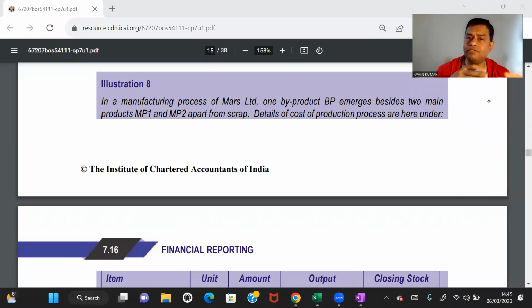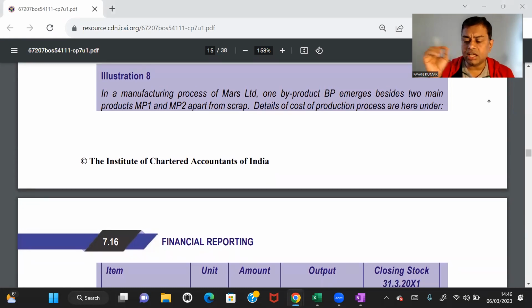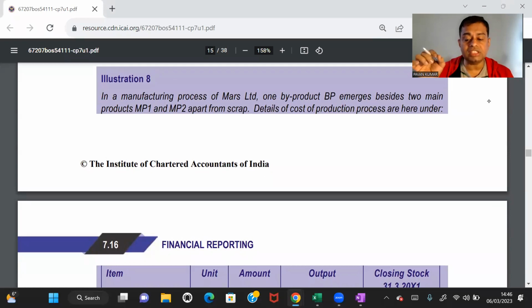You have seen this problem in CA Intermediate accounts as well, and also in CA Intermediate costing. Joint products, byproducts accounting, the same problem with the same principles, same numbers, same logic, nothing special, but an important model. Look here, in a manufacturing process of Mars Limited, one byproduct BP emerges besides two main products, MP1 and MP2, apart from scrap. So in total, there are 4 things: one byproduct, two main products and one scrap.